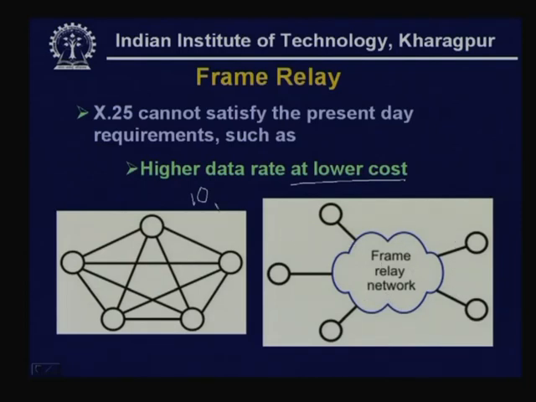Moreover, the data rate is much higher in the case of frame relay. For example, compared to 64 kilobits per second used in X.25, frame relay uses a minimum of 1.544 megabits per second. Of course, nowadays higher data rates can also be used, but that was the minimum value with which it started. So, speed is significantly higher.